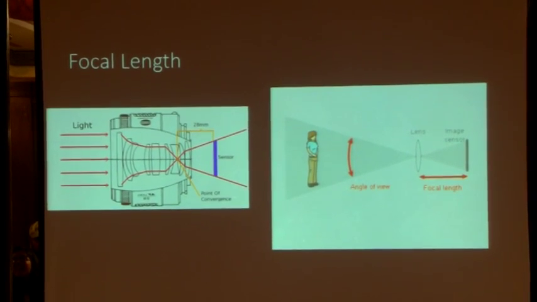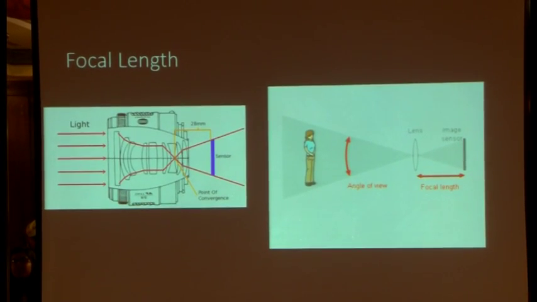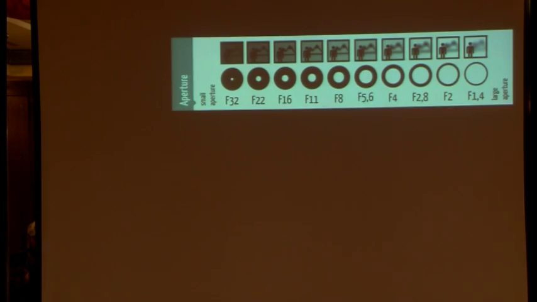Now, why is focal length important? It is one of the specifications of a lens: what is the focal length of the lens? Let's see how they impact each other. First one, aperture. As I said, aperture is this opening. It's like the pupil of our eyes. The bigger the opening, the more the light. The smaller the opening, the less the light.